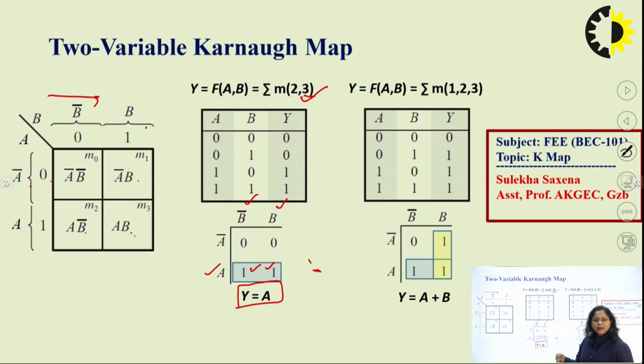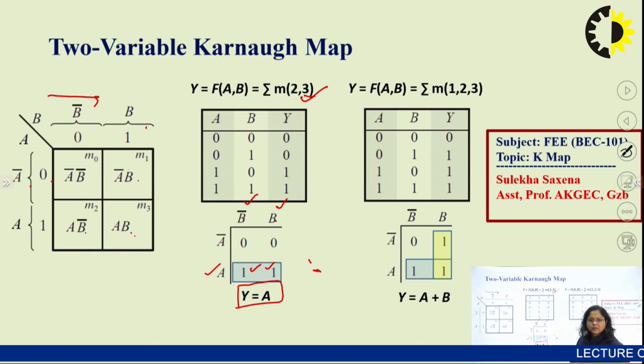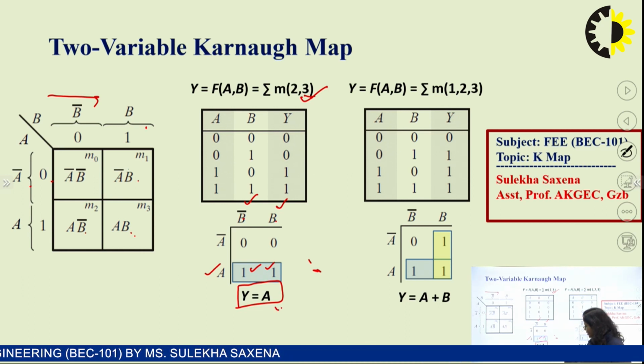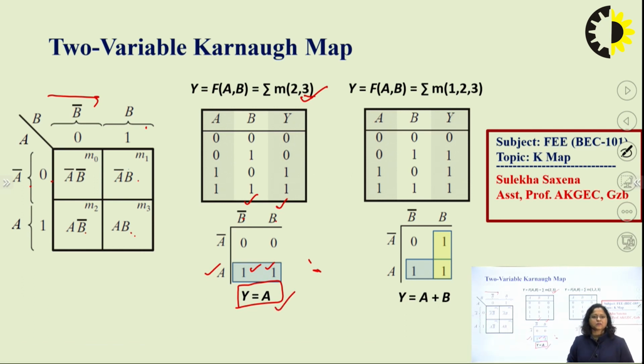If a variable and its complement both comes in the expression, then we cancel out that variable, like as B and B bar both are in the expression, so we cancel out B, and in left side only A is present, so we find out that the final expression is y is equal to A.